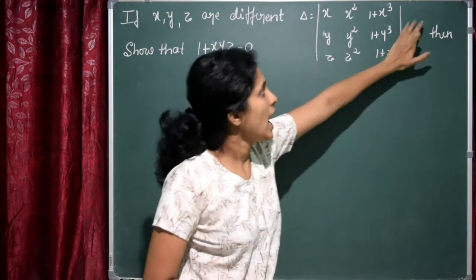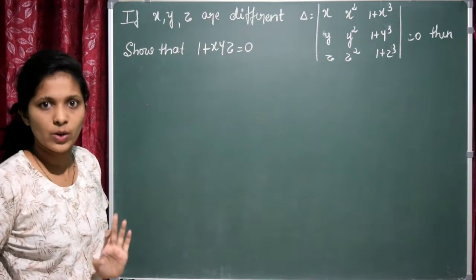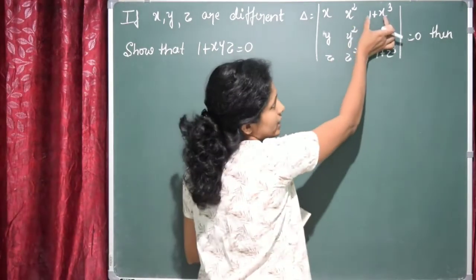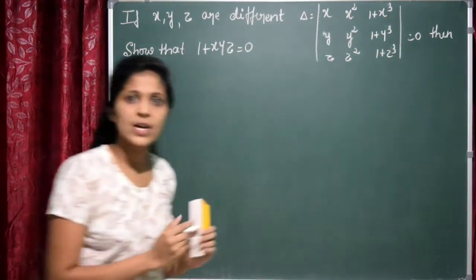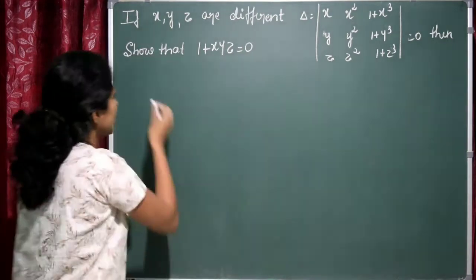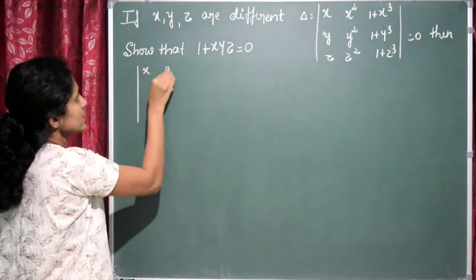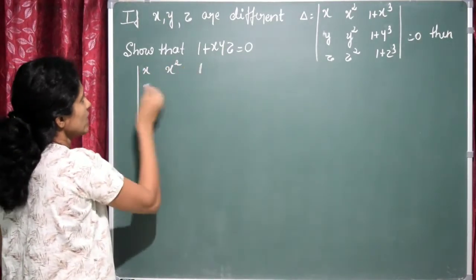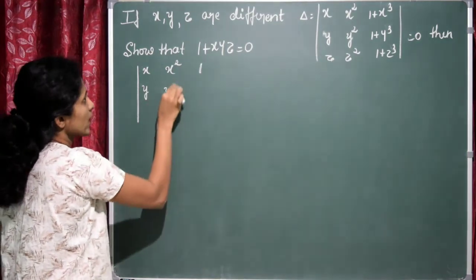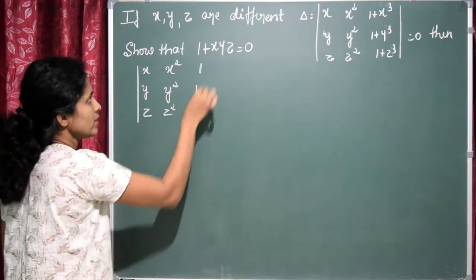This is given and you have to prove that 1 plus xyz is equal to 0. See here, it is given that the sum of two terms are there, so you can express this one as a sum of two determinants. First, I'll write this one as a sum of two determinants: first x square and 1, y square and 1, z square and 1.